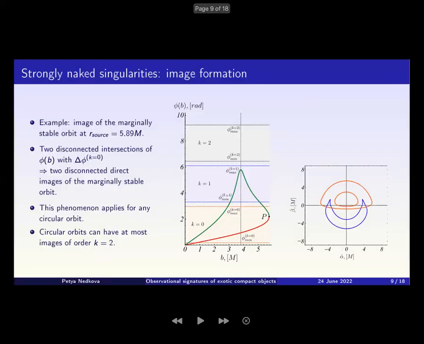I don't have time, so I stopped here. You didn't hear about the second part, but if you want to learn about the polarization of wormholes compared to Schwarzschild black holes, look at the arXiv paper. I'm sorry, I don't have time to speak about that. If somebody's interested, we can talk.